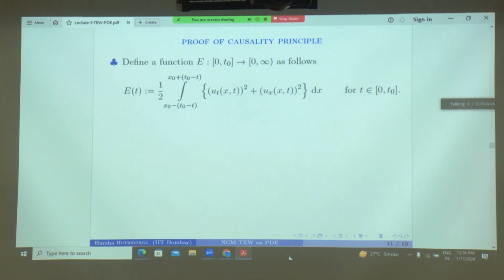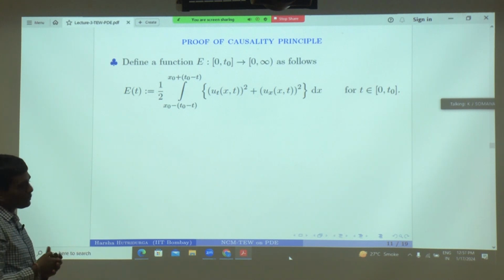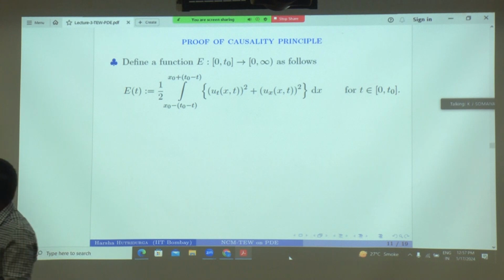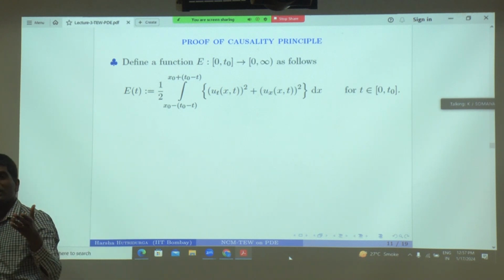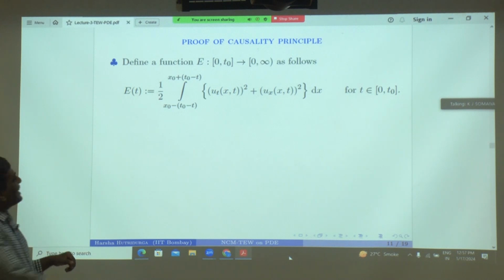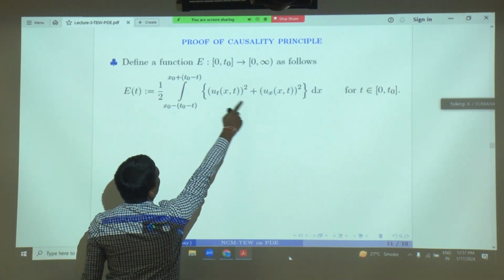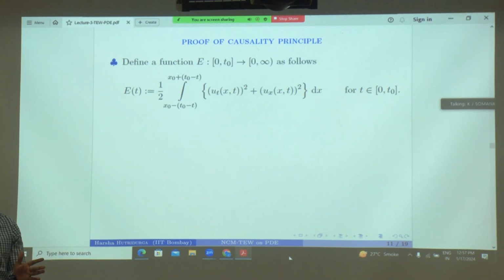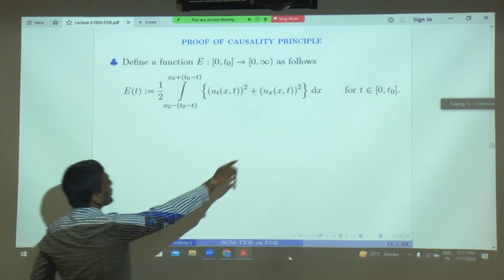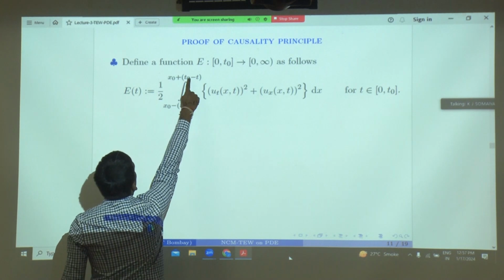This function e is a function of the t variable, which runs from 0 to t naught. In the statement of the causality principle, there is that t naught, no? It's the same t naught. So we have to show that u is vanishing in that triangle. So what are we doing here? We are taking that solution u to the wave equation and taking its time derivative and its spatial derivative, and we are simply squaring each one of them and adding them. And we are integrating between these two points.